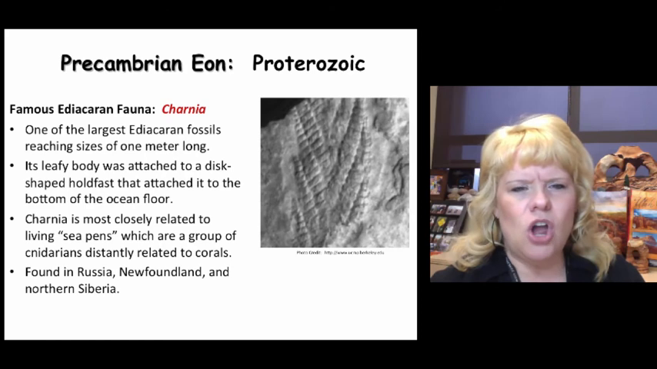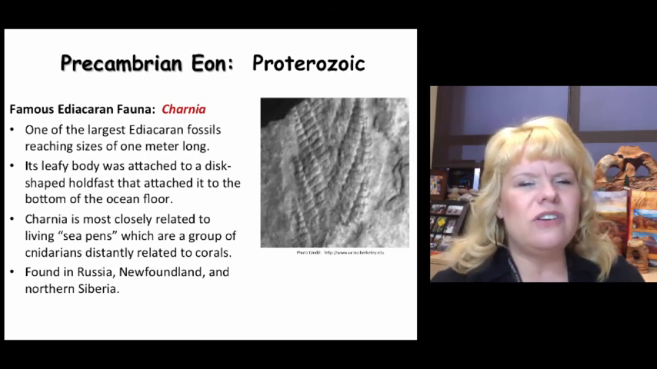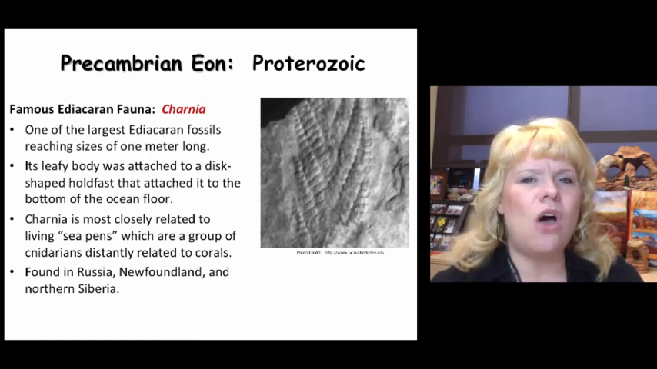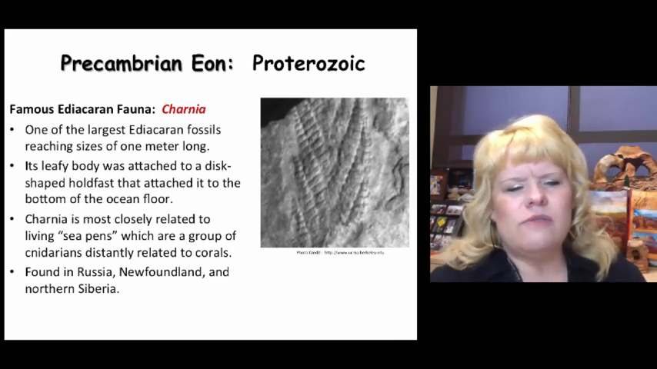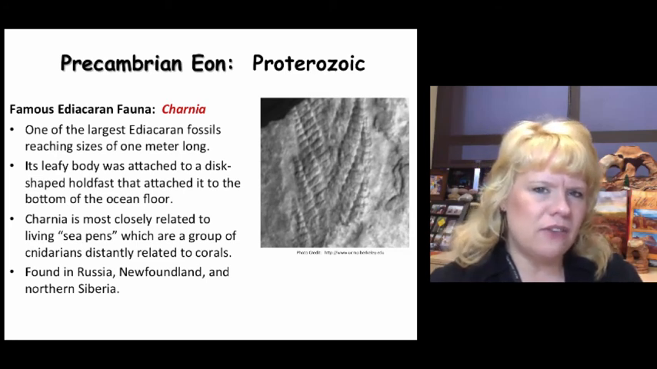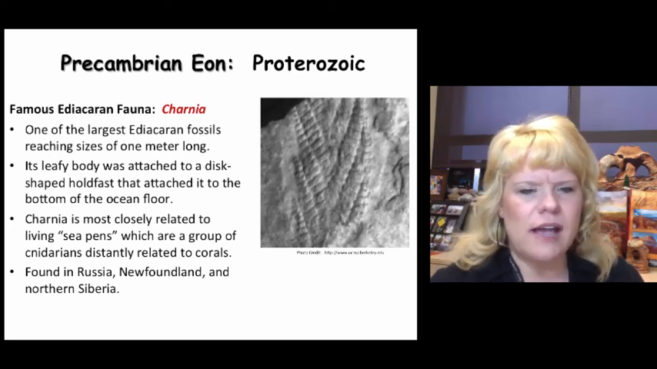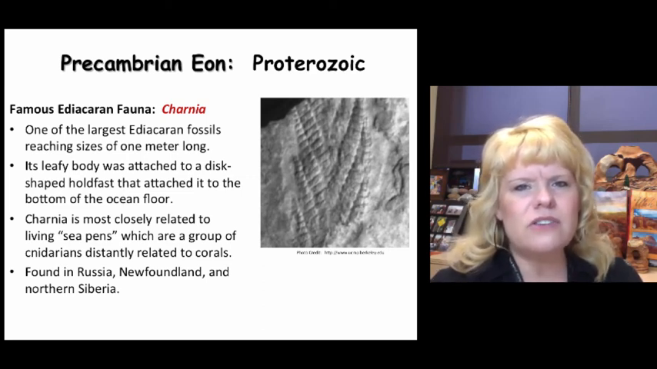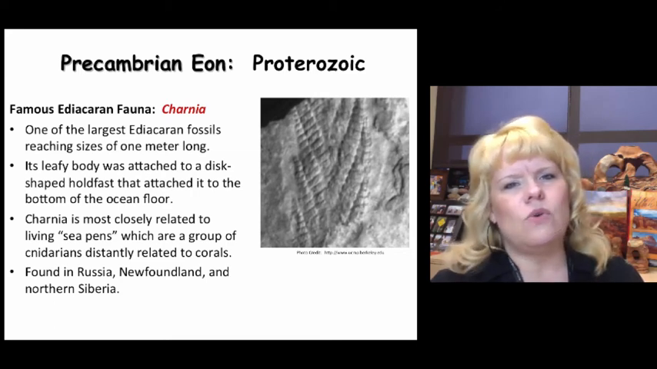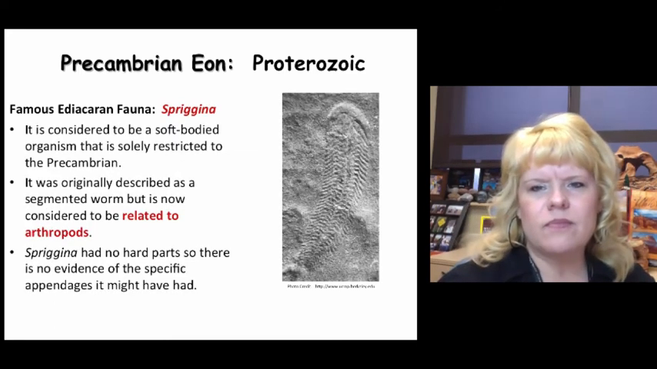This is one of the largest Ediacaran fossils, reaching sizes of 1 meter long, so 3 feet long, filter feeding type of organisms. Charnia is most closely related to what we call living sea pens, which fall in phylum Cnidaria. They're very distantly related to modern day corals. They're found in Russia, in the White Sea location, Newfoundland, Mistaken Point, and even northern Siberia.